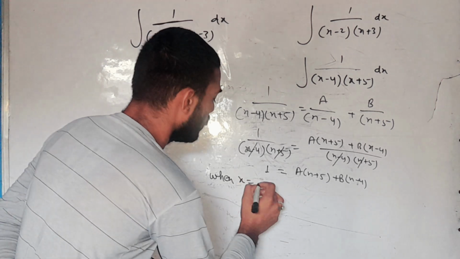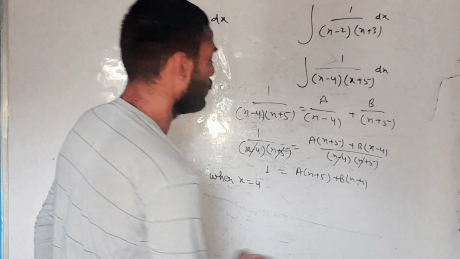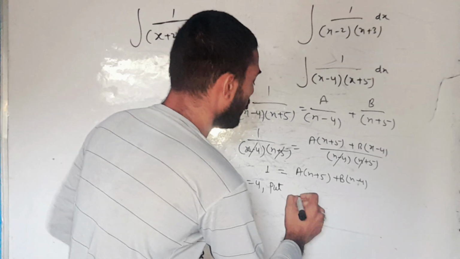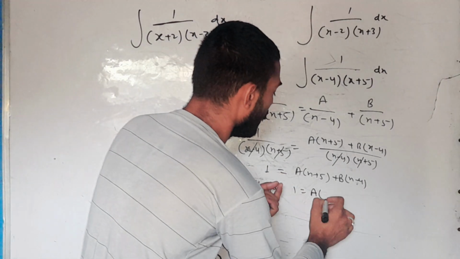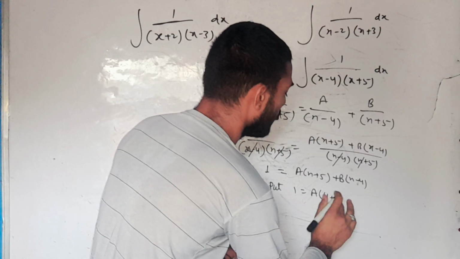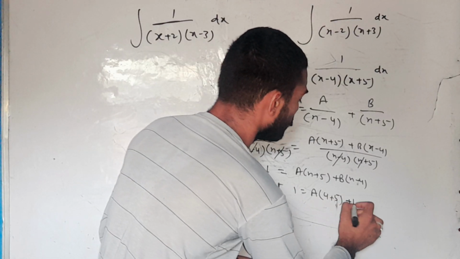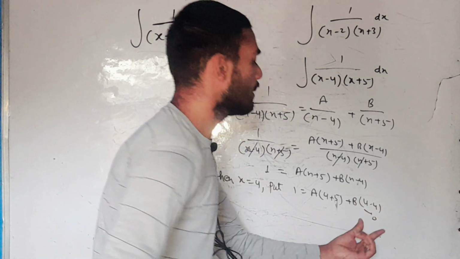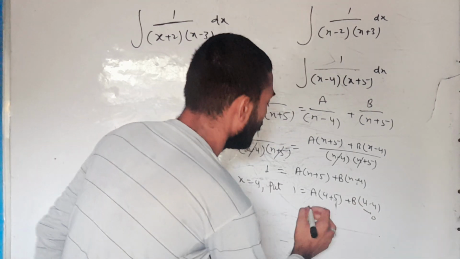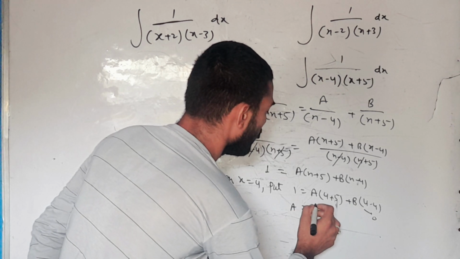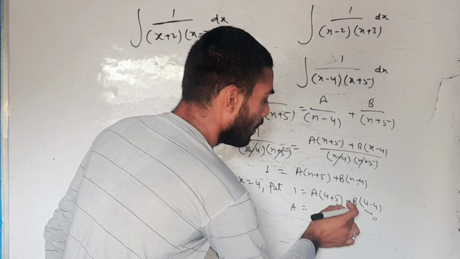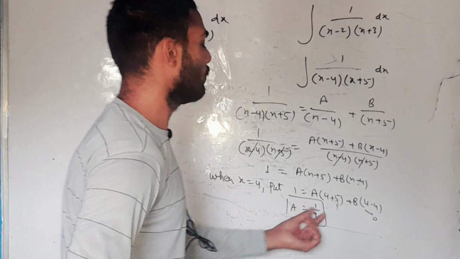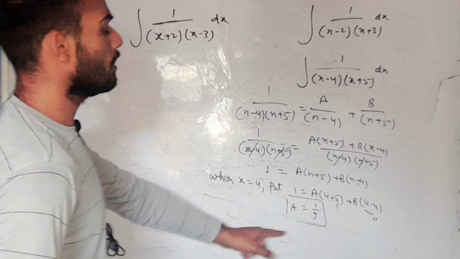When x equals 4, put 1 equals A(4 plus 5) plus B(4 minus 4) equals 0. This term will be 0, and 4 plus 5 is 9. So A will be 1 by 9. The value of A is 1 by 9.